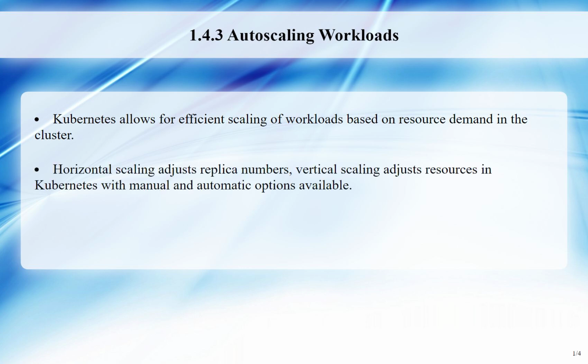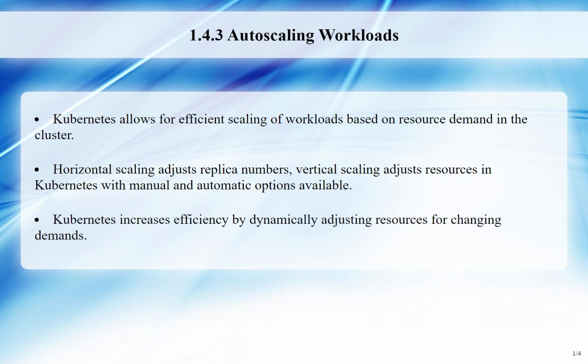Horizontal scaling means adjusting replica numbers, while vertical scaling involves adjusting resources. There are both manual and automatic scaling options available in Kubernetes, depending on the specific use case. Overall, Kubernetes provides flexibility in managing workloads to ensure optimal resource allocation based on demand, enabling clusters to adapt quickly and efficiently to changing requirements.